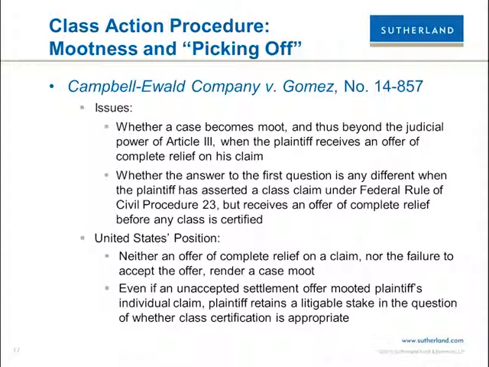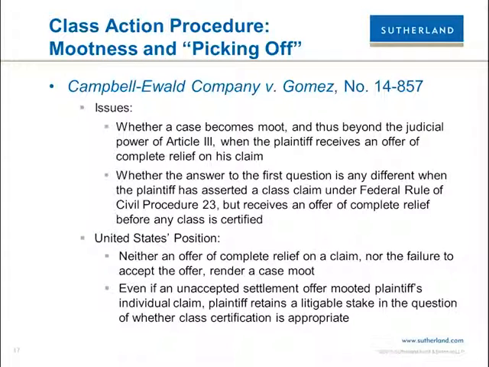Now, before this class was certified, indeed before the plaintiff had even moved for certification, the defendant here offered complete relief to this plaintiff. In fact, Campbell Ewald offered the plaintiff, number one, the equivalent of more than treble damages, over $1,500 for the one text he got. It also agreed to additional relief for any reasonable costs he incurred and agreed to enter an injunction not to do it again.